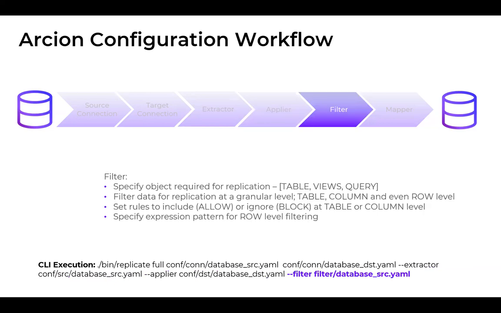And then we have filter. So this is telling Arcion what it is that we actually want to replicate from the source. So again, we can be very granular with Arcion. We don't have to replicate the entire database. We can be granular at the schema level, table, column, even down to row level as well. We can also tell Arcion that we may want to include some tables, but block some tables as well.